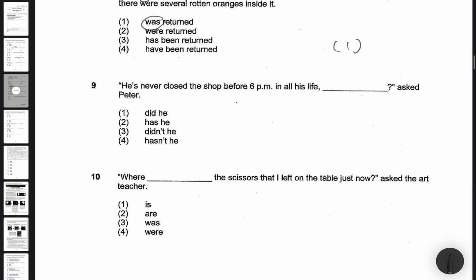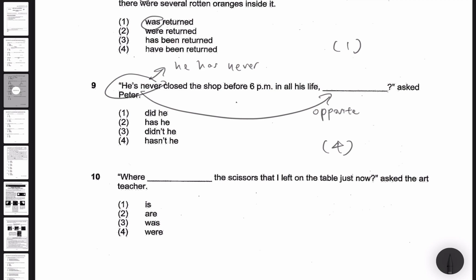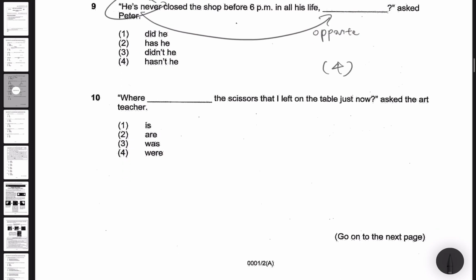He's never closed the shop before 6 p.m. in all his life blank. This is determined by his never, correct? So this should be the opposite. Now what is his never? Is basically he has never. And the opposite of this is basically hasn't he. Straightforward, right? 9 questions, quite straightforward so far.